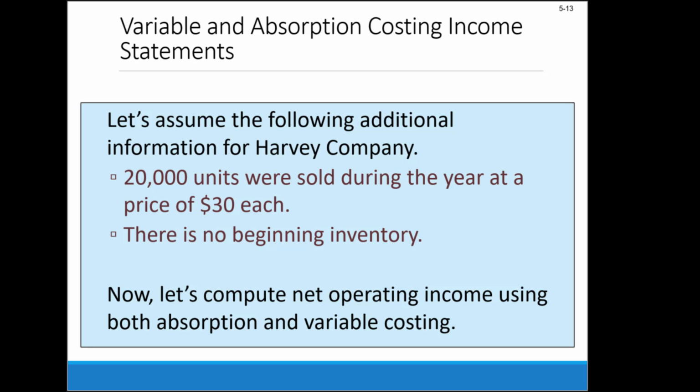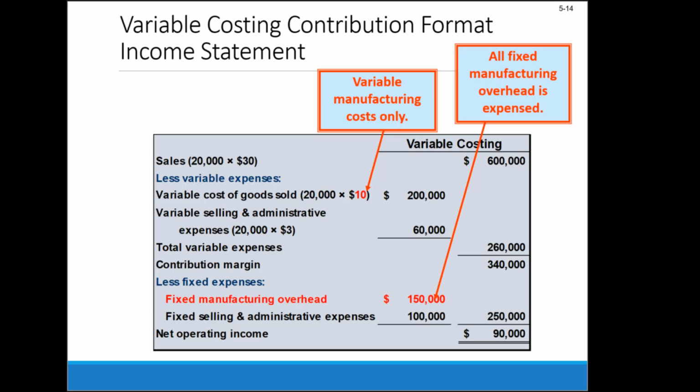So let's assume a couple more things about Harvey here and continue that example. Let's say that they sold 20,000 units here in year 1 at a price of $30 each. Keep in mind they produced 25,000. Let's also assume that there's no beginning inventory. Let's look at the difference in income using both of those costing methods, absorption and variable.